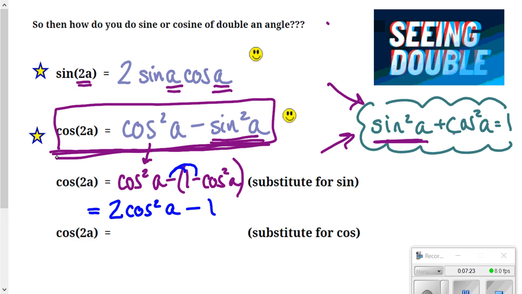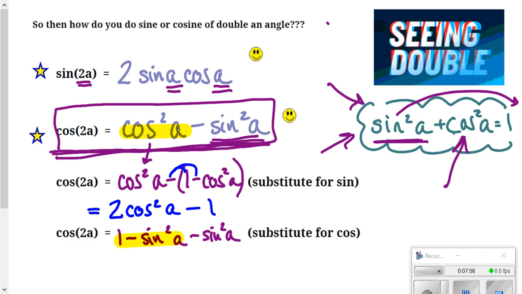Okay? Alternatively, I could go back to this one that I have memorized in my head, and instead of substituting for the sine squared term, I could substitute for the cosine squared. So look over at my Pythagorean bubble over here, my little cloud. Cosine squared is the same as 1 minus sine squared. So where I have cosine squared, I could write 1 minus sine squared, and then I'd still have this minus sine squared. Okay, so my replacement was there on that first chunk. I took this and put it in place of that. Okay, now let's do a little combination of like terms, and I get 1 minus 2 sine squared of A.